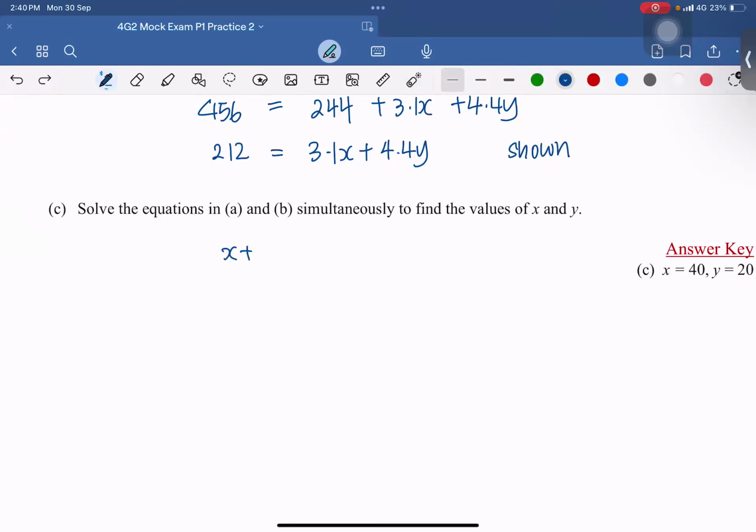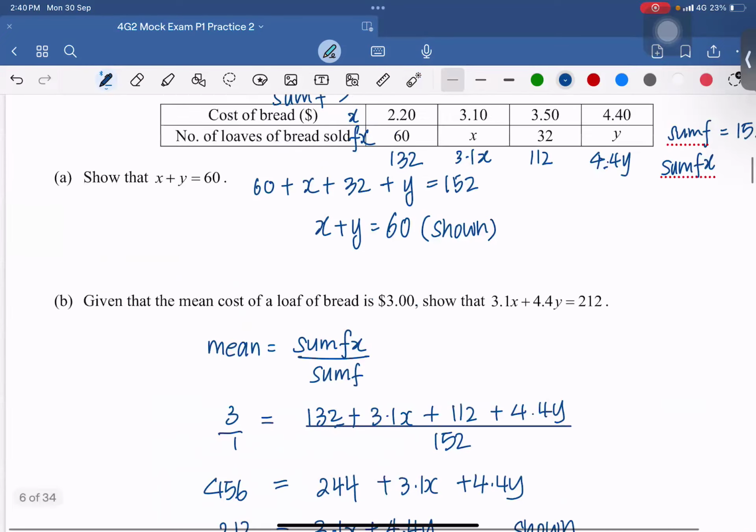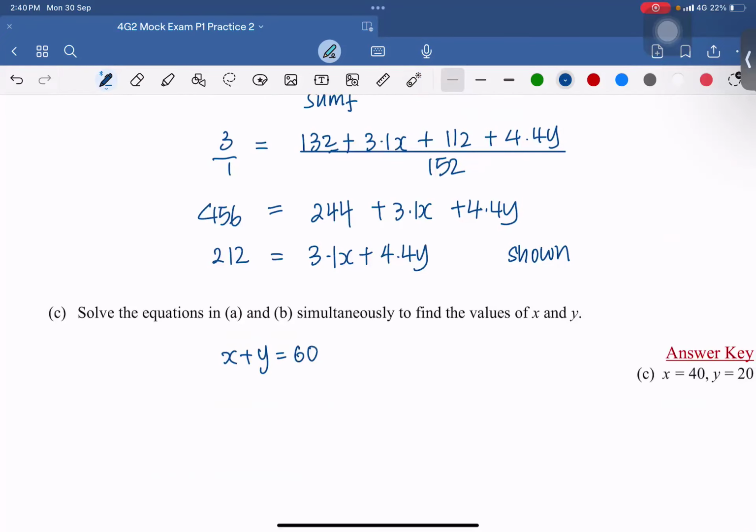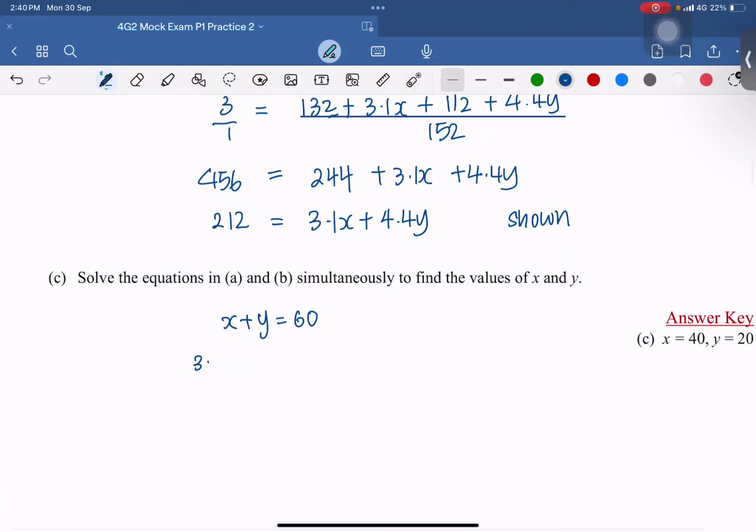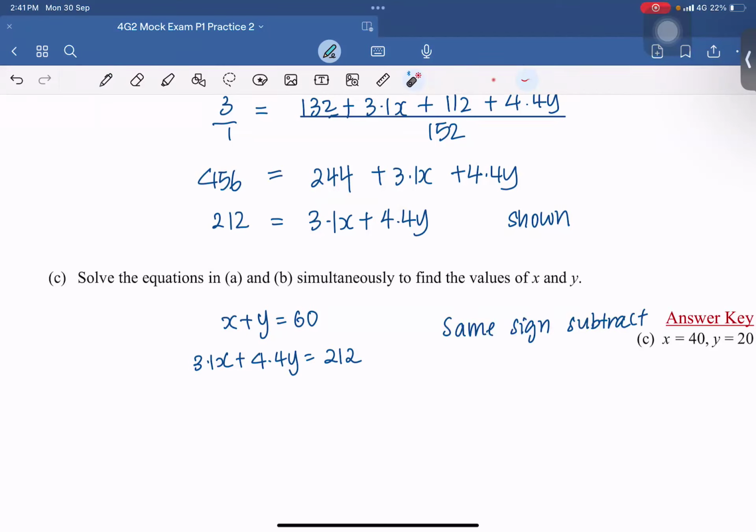X plus Y equals to 60. Then the other one is 3.1x plus 4.4y equals to 212. I do not know how you want to do your working, whether you want to use elimination or substitution is up to you. If you do elimination, same sign, subtract. Sign meaning sign for the variable that you want. Let's say I want to make x the same. Both in this case are positive. So same sign, you subtract.